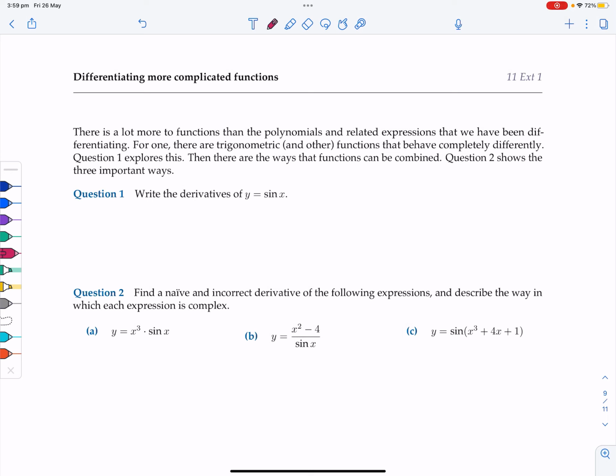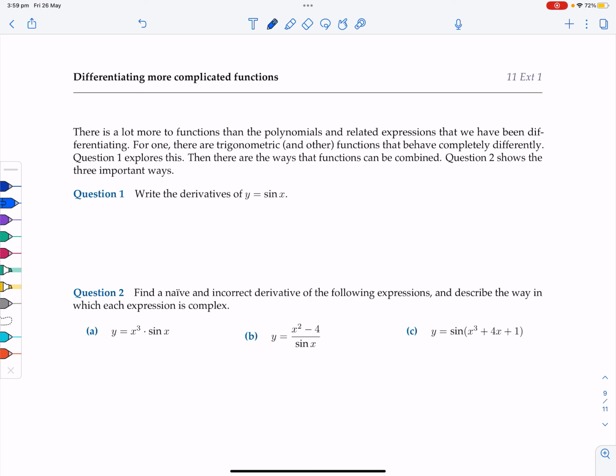All right, so differentiating more complicated functions. This took place in class on Friday the 26th of May over 2 periods. There's a fair bit going on here, so we're not going to be rushing through anything.